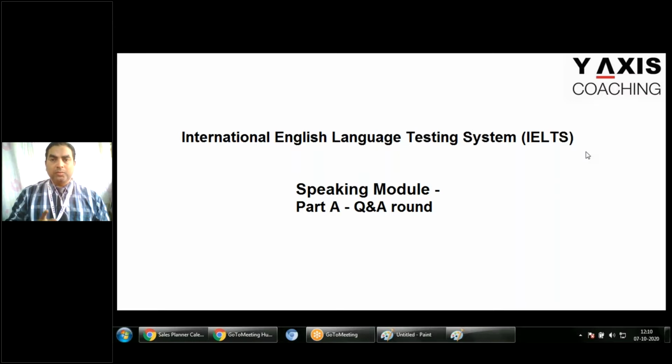Use cohesive devices to build your coherence scores. Of course, not every question will require a lexical resource, but wherever possible, whichever question you feel you can add some good words to, stress on those words. That will automatically add to the scores for your pronunciation and of course for the lexical resources.